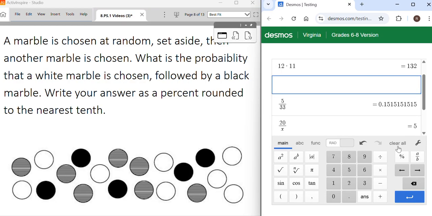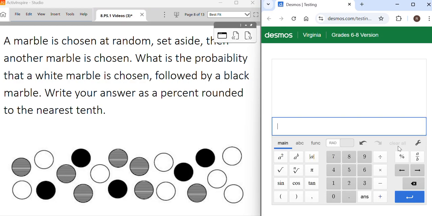All right, here's a problem we need to go through. A marble is chosen at random, then it is set aside, so I know that something's going to change. That bottom number is going to change, so I need to remember that. Then another marble is chosen. What's the probability that a white marble is chosen first? So first we need to count all the white marbles. 1, 2, 3, 4, 5, 6, 7, 8. And I always count twice to make sure I don't make a mistake.